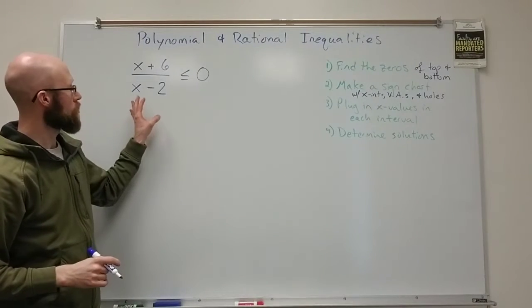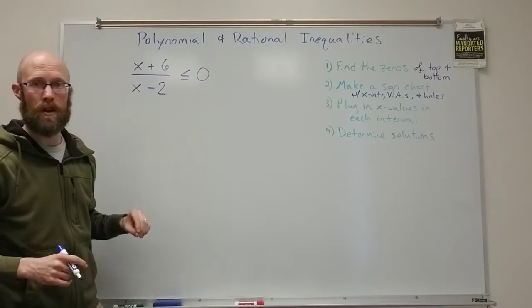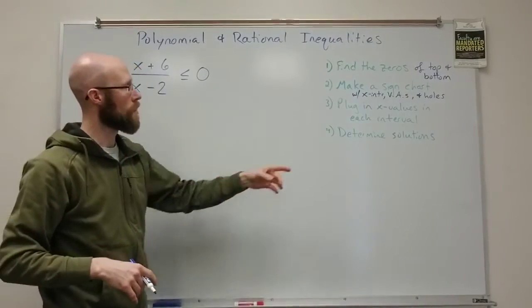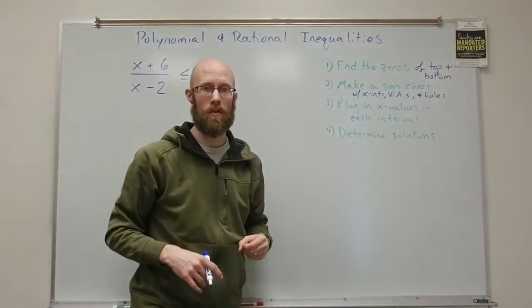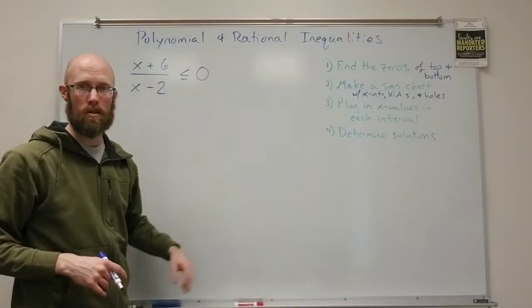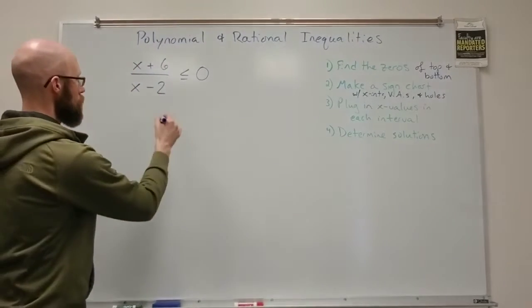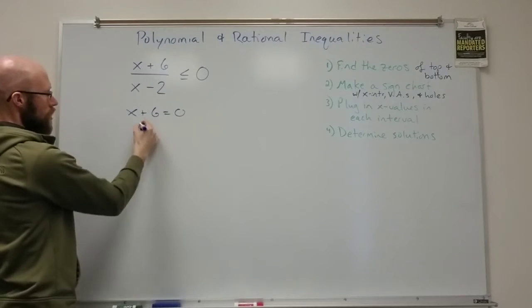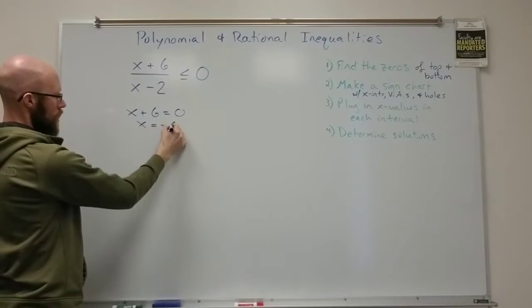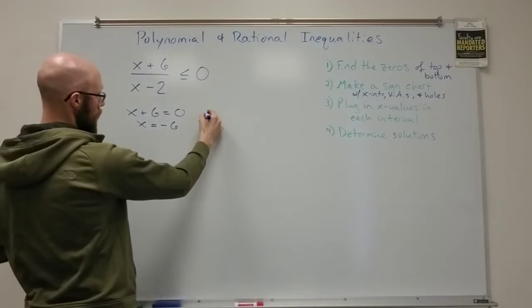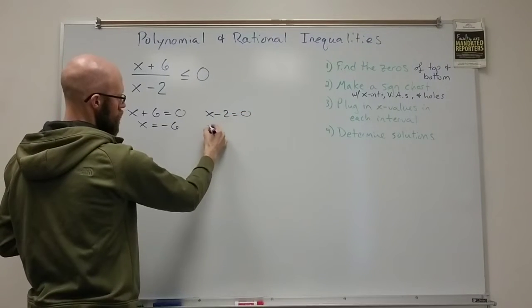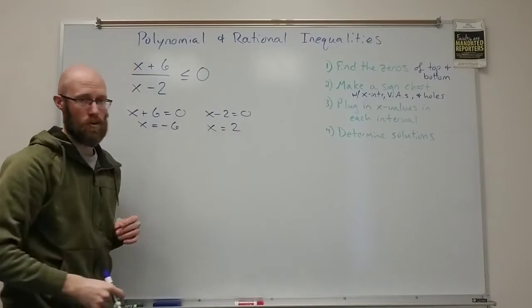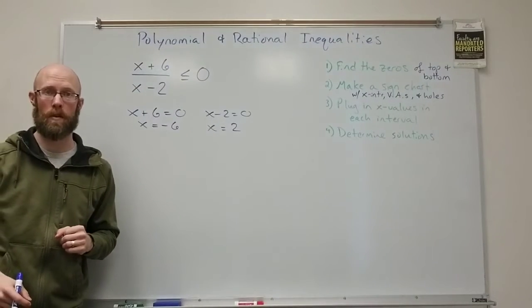So now what I want to do is find the zeros of this rational function. That'll tell me these three different pieces of information, then I make my sign chart and go on from there. So first of all, the zeros. I take the top, set it equal to 0. I know the 0 of the top is -6. I take the bottom, set it equal to 0, and I know that is 2. Okay, so -6 and 2 are my zeros.